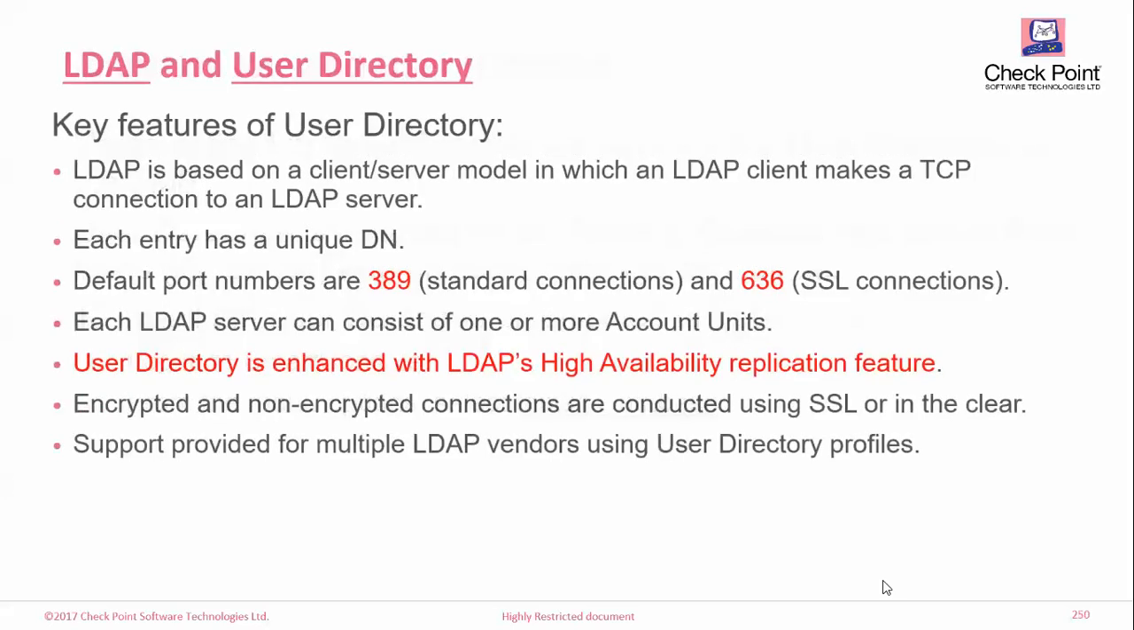LDAP and User Directory. It's based on a client-server model where the LDAP client makes a TCP connection to an LDAP server. Again, we saw going through that account unit that the default port number for the standard connections was port 389. If we would have gone to that encryption tab and we wanted SSL connectivity, that would use port 636. Each entry is going to have a unique distinguished name. Each LDAP server can consist of one or more account units. This says user directory is enhanced with LDAP's high availability replication feature.